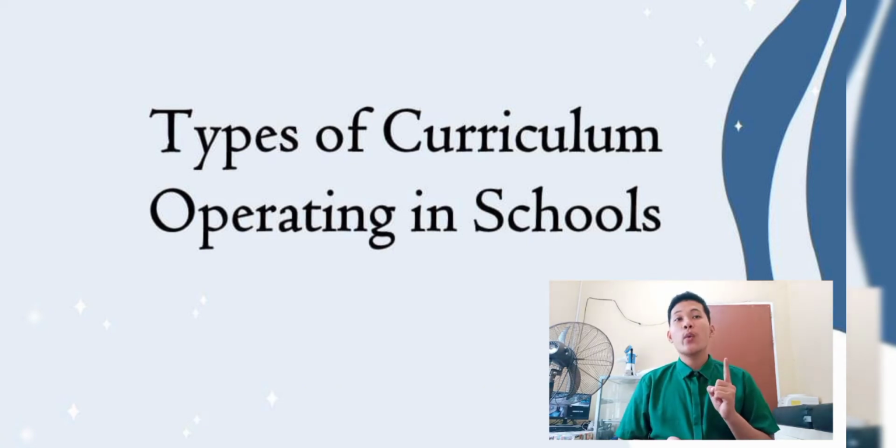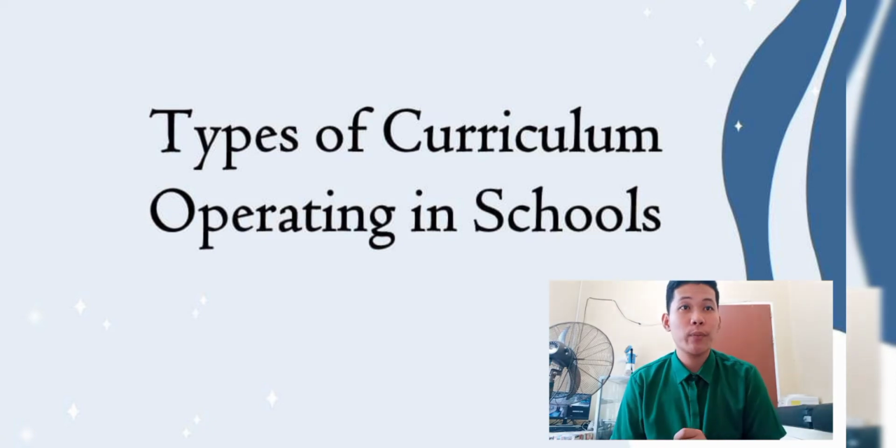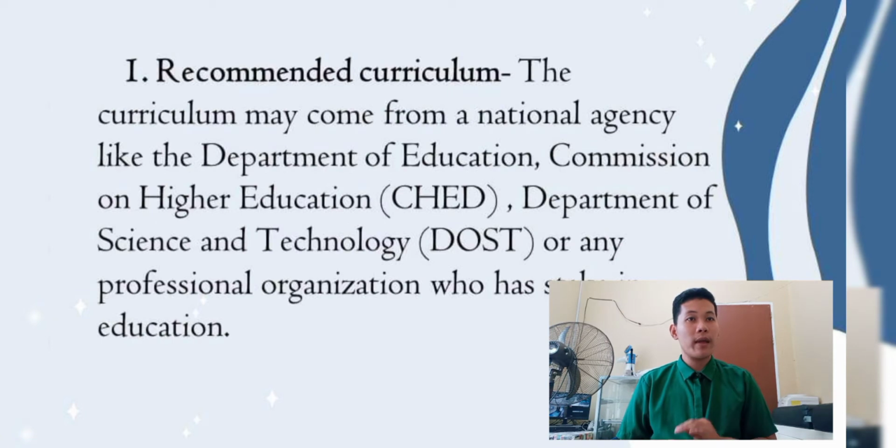So I am going to report the types of curriculum operating in schools. So first, we have recommended curriculum. Second is written curriculum. Third is taught curriculum. Fourth is supported curriculum. Fifth is assessed curriculum. Then the second to the last is learned curriculum, and lastly is hidden curriculum. So first, we have to tackle the recommended curriculum.